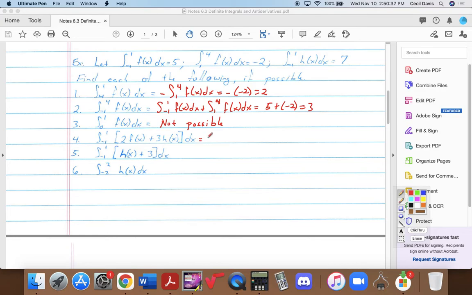So this would be equal to 2 times the integral from -1 to 1 of f of x dx plus 3 times the integral from -1 to 1 of h of x dx. So that'd be 2 times 5 plus 3 times 7 is 31.